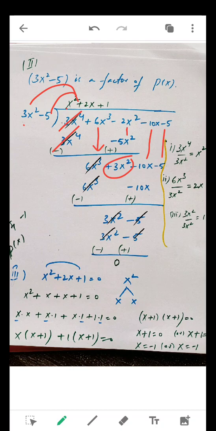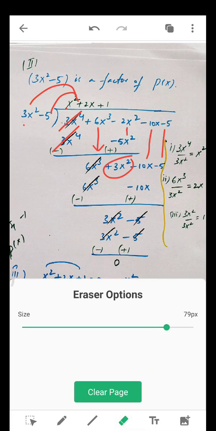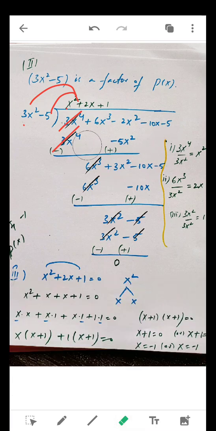Now following the same step again, dividing the first term, that is 6x cube with a 3x square. Here you can see 6x cube by 3x square. 2 times 3 will be 6, and x square and x square, if I cancel here, remains 1x. So this 2x will go in the quotient.